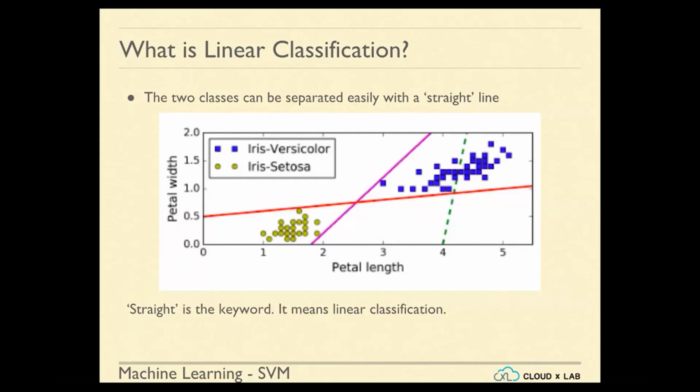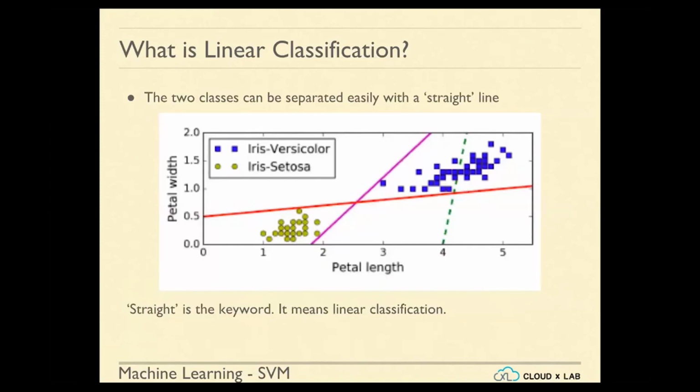Now, you see that there are three lines we have drawn: one, two, and three, right? So which one out of these three lines do you think is not the right one? The green, right? The dashed one is not really a classifier, correct?